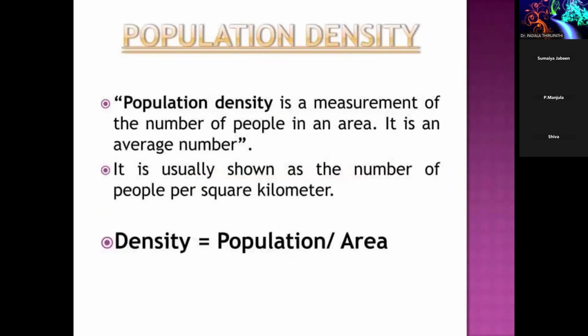So the next characteristic is population density. It is a measurement of the number of people in an area, that is, the number of people living in that area. So it is an average number, generally showing the number of people per square kilometer. That is, density is equal to population by area.